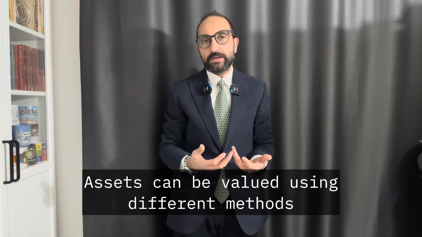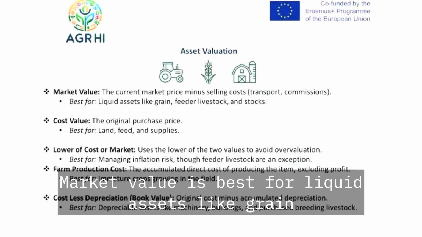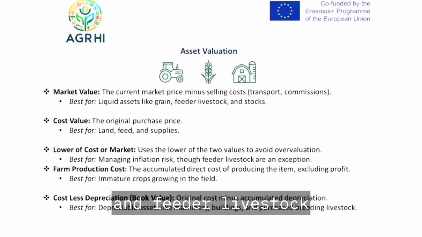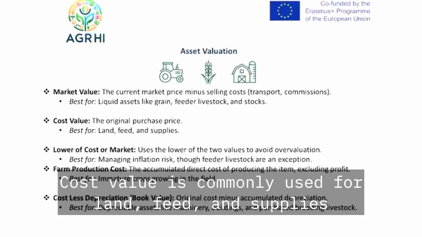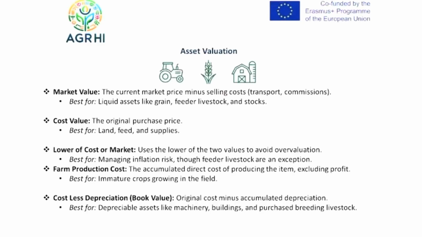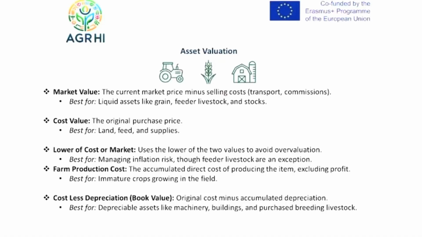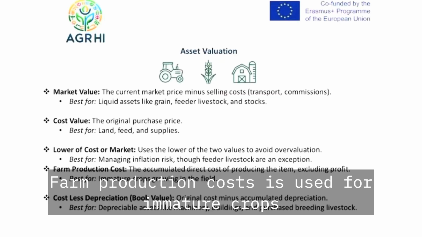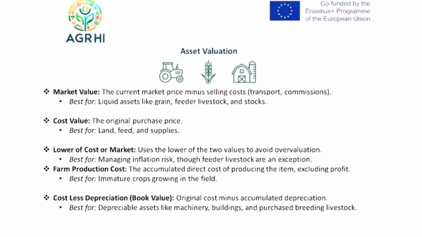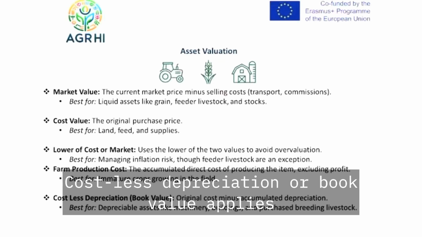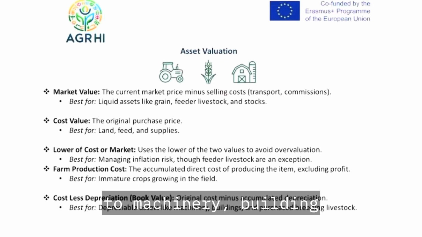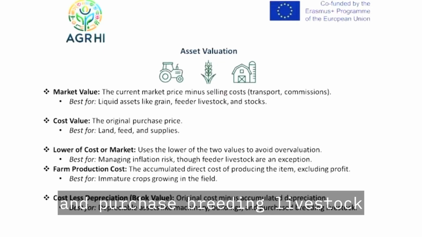Assets can be valued using different methods depending on their nature. Market value is best for liquid assets like grain and feeder livestock. Cost value is commonly used for land, feed, and supplies. The lower of cost or market method avoids overvaluation and helps manage inflation risk. Farm production cost is used for immature crops. Cost less depreciation, or book value, applies to machinery, buildings, and purchased breeding livestock.